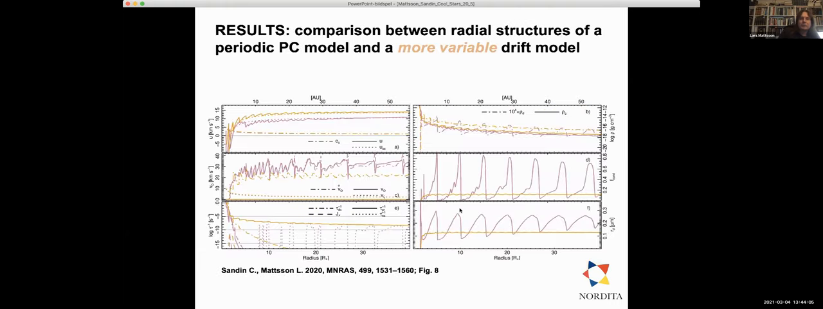If you compare radial structures of the position coupled models, where you assume there's no drift, you can see that they are more variable than the drift models, which seem to be more stable for various reasons. But there are exceptions actually, but that's a general thing that we see. So the yellowish lines here are the position coupled models, and the other ones are the drift models.